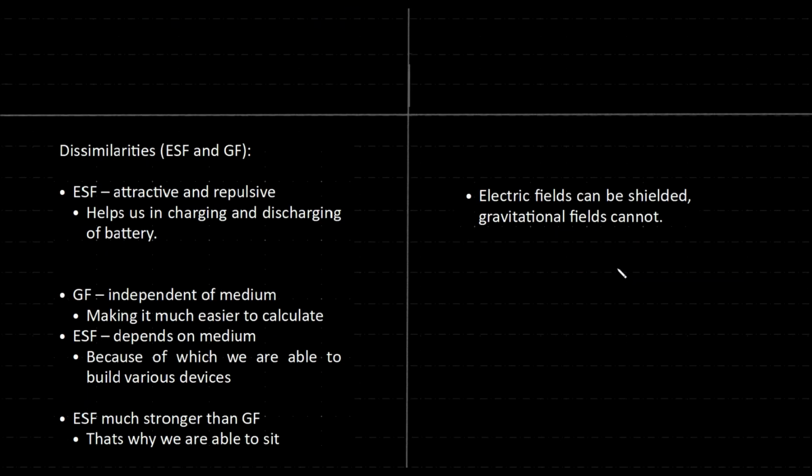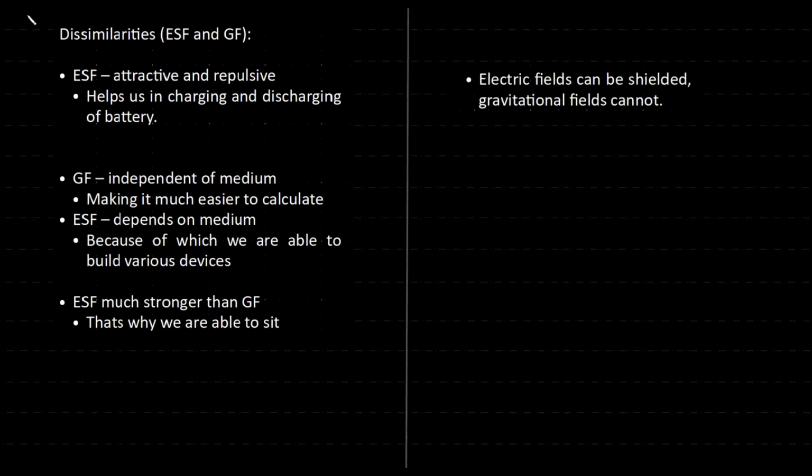Of course, there are differences. The electrostatic force has both attraction and repulsion, so this helps in charging and discharging. Gravitational force is independent of medium, while electrostatic force is medium dependent, and because of which we are able to charge devices.